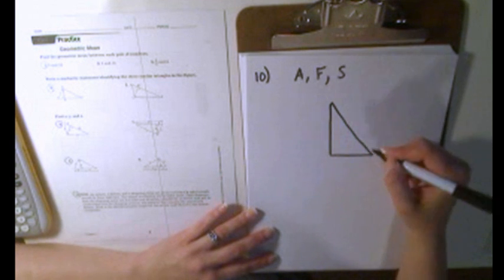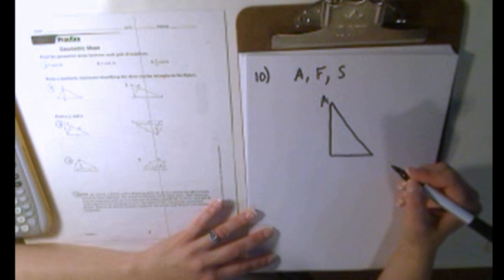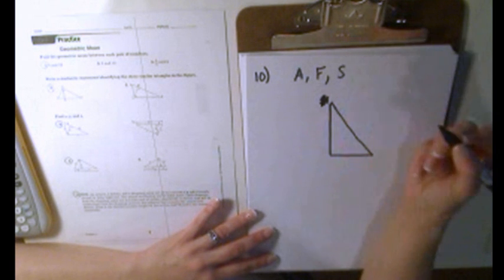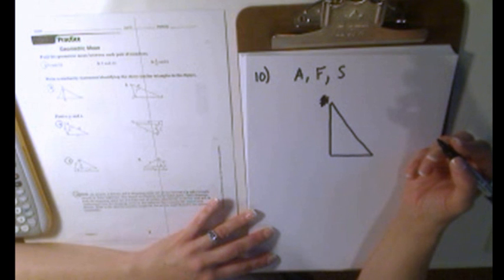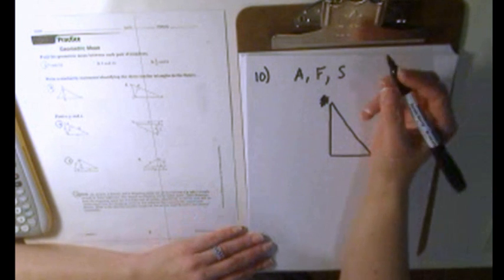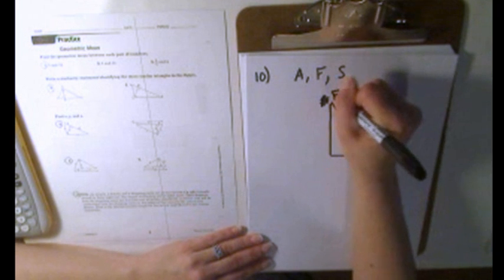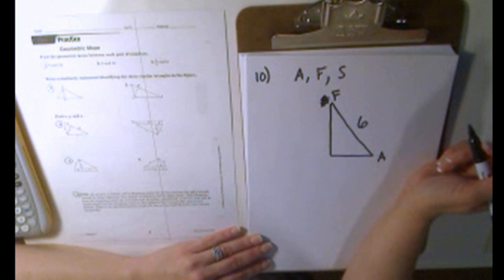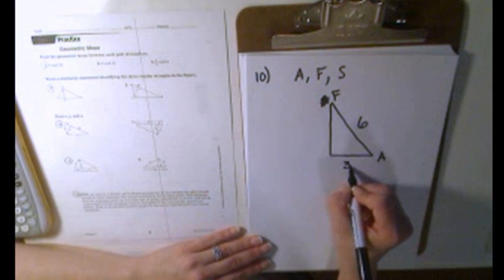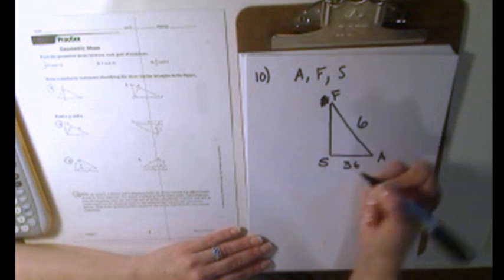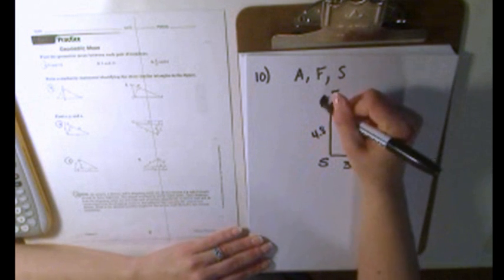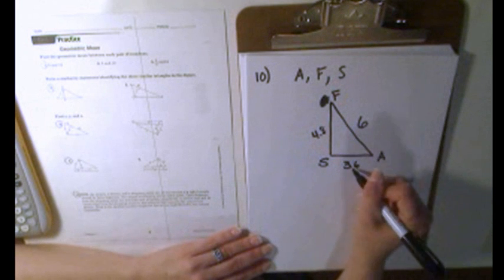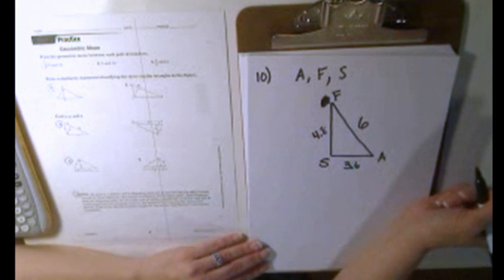Okay, so I'll make the airport. This is not going to be to scale if I do it that way. The airport and factory are 6 miles apart. Their distances from the shopping center are 3.6 and 4.8 miles. So this is 3.6. It's the smaller one. And 4.8 is the larger distance. I realized I need to switch those. Okay, so that's that picture.